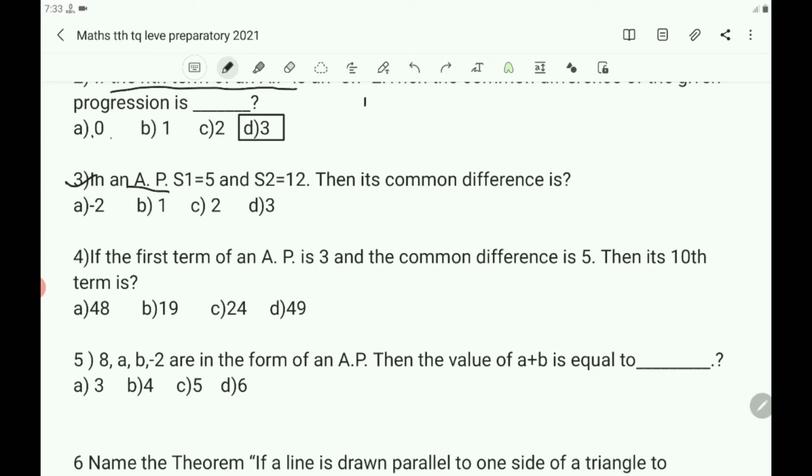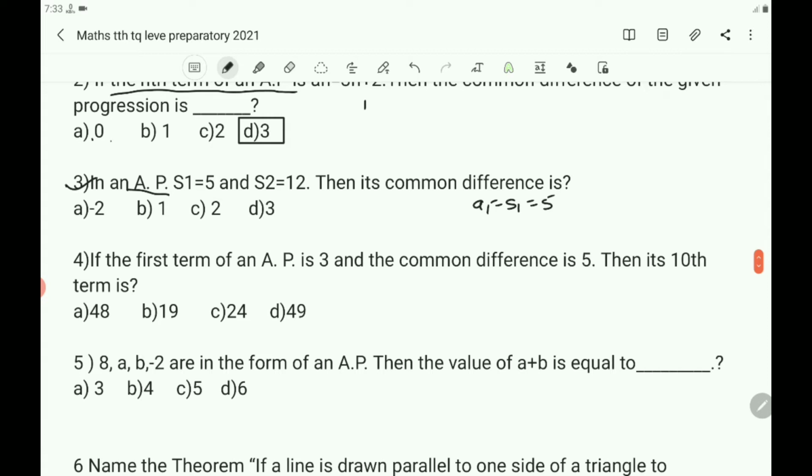You know that S1 means a1. a1 means S1, that is 5, and S2 is 12. Then a2, you know, a2 equals what? a2 equals S2 minus S1. There is a formula, an = Sn - S(n-1). So you can use this relation to find a2. a2 is equal to S2 minus S1. S2 is 12, 12 minus S1 is 5. So we will get 7.